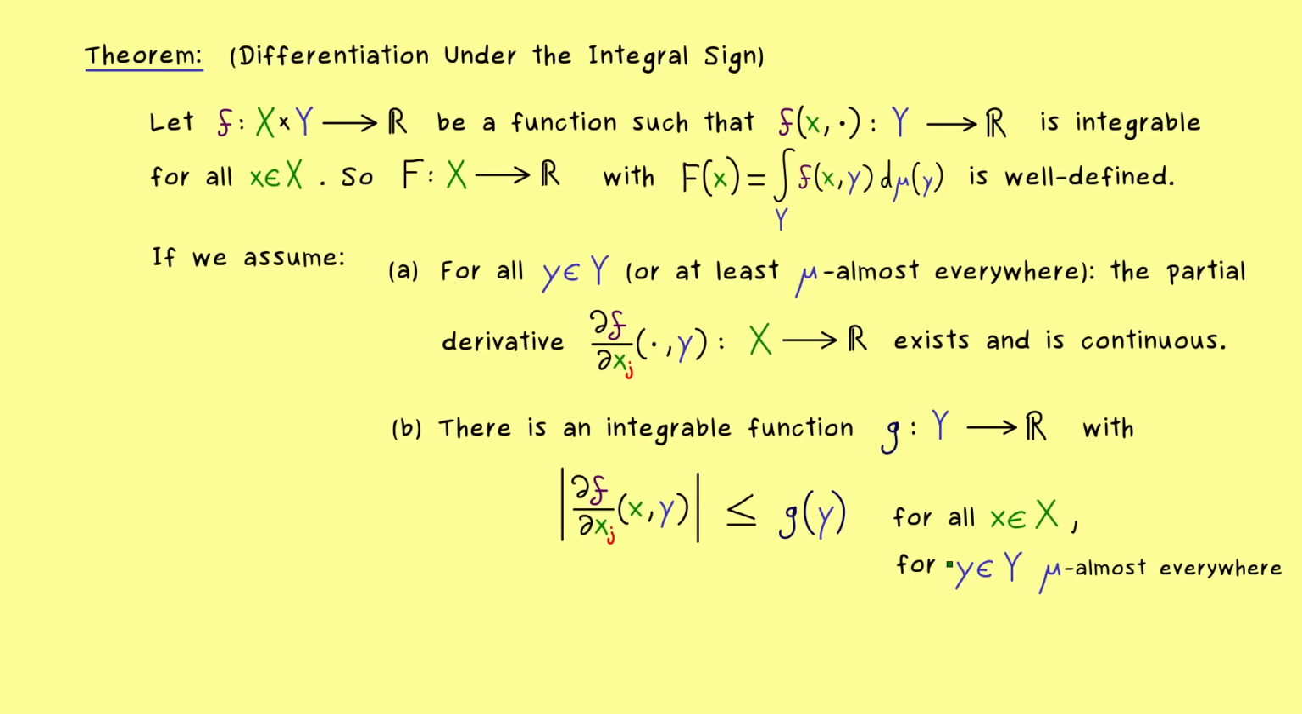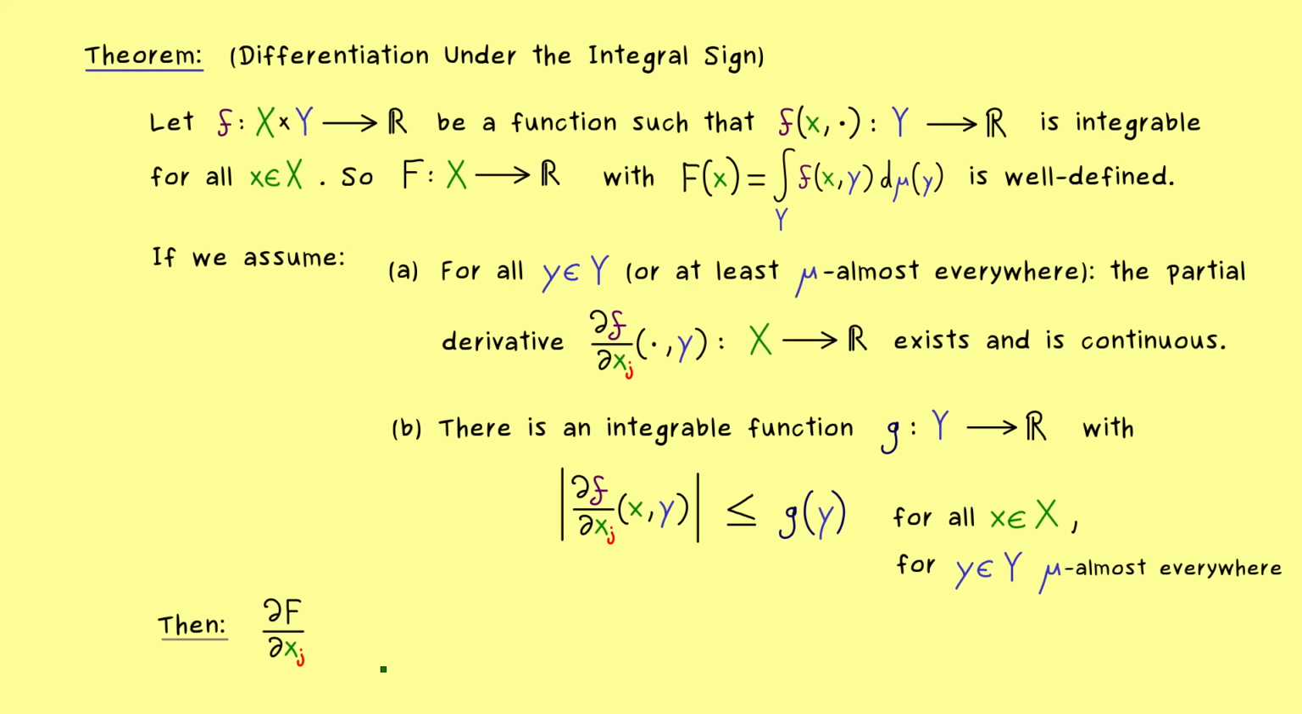So it does not matter which point x and y we put in here, we always have this inequality. The only thing we can make weaker as before is that for y we can ignore an exception set of measure 0. And with that we have all the assumptions and we can finally state the conclusion.